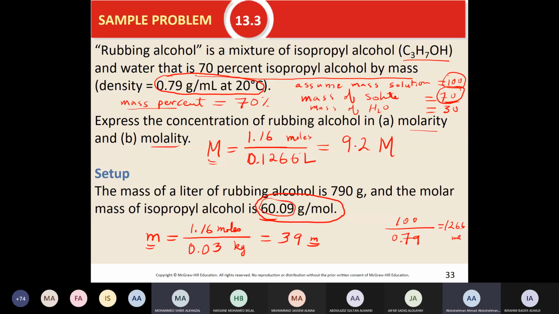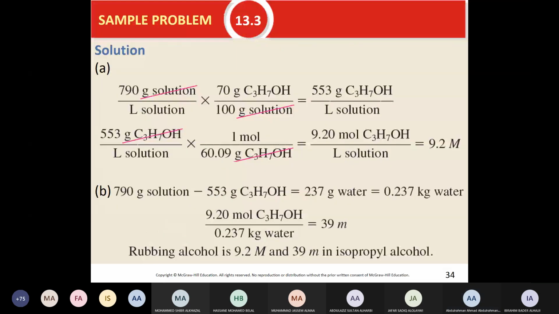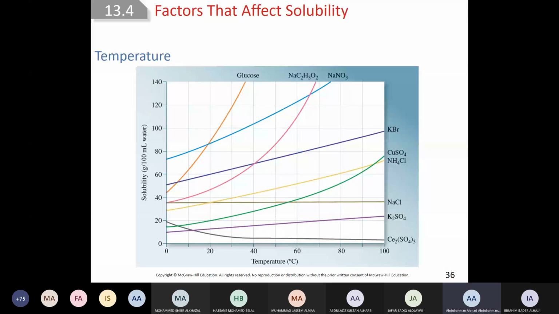Exactly. Do you know how to convert now from molarity to molality to mass percent or whatever? Is this easy? Yes. Now, what's the effect of temperature on solubility? What's the meaning of solubility?